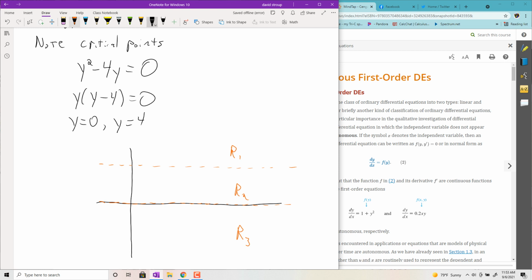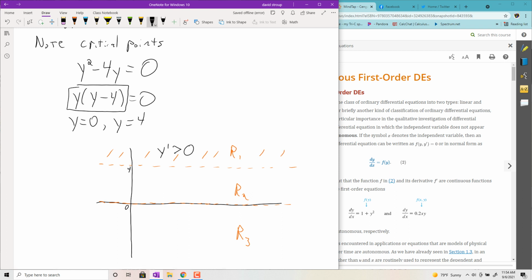So let's figure out what the derivative is in those regions. So in region 1, this is 4 and this is 0. In region 1, you have numbers like y equals 5. So basically, you could just do a test value and plug it into this equation here, and that would give you the sign of the derivative. So when y is 5, you'll have a positive 5 times 1, positive times positive is positive. So your lineal elements in that region will all be going up, basically. So they'll all look like this. And your solutions in that region will have that behavior as well.